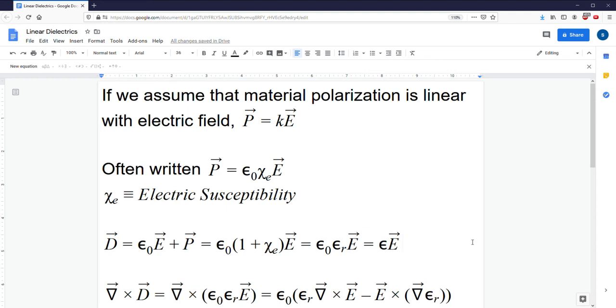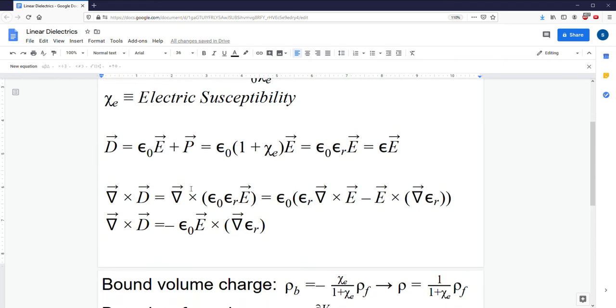Now, in the last lecture of last week, I pointed out that the electric displacement field does not follow many of the properties that the electric field does. Namely, it cannot be described by a potential function because it did have a curl. However, if we are describing a material with a linear polarization, then we can say that the curl of D is equal to the curl of this term.